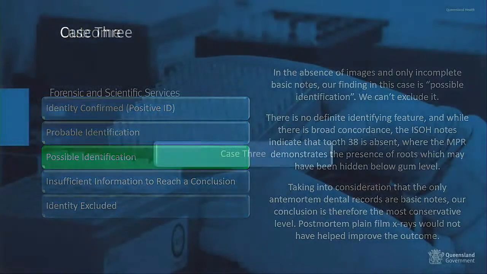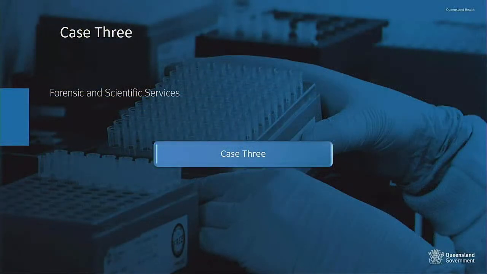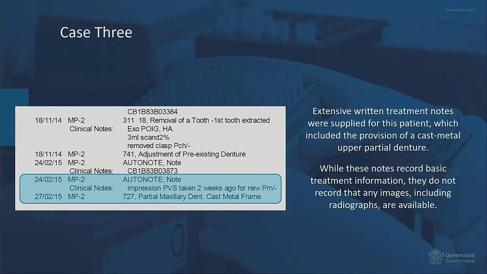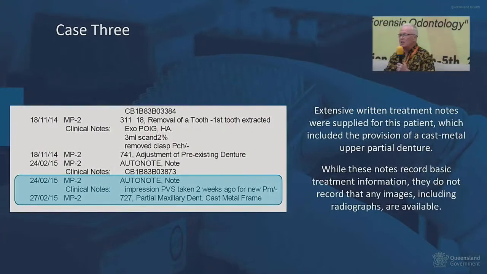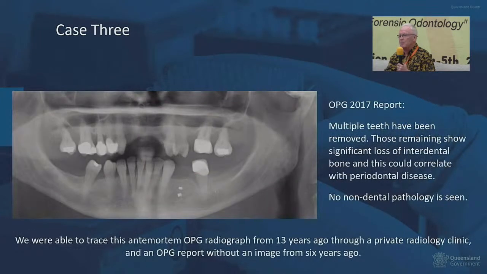Case 3 illustrates a different opportunity. In this case, we have extensive treatment notes for the patient, but once again, while these notes record basic information, they do not record that any images have been available. They do, however, mention that in the upper jaw there's going to be a cast metal denture. So now we have to become detectives, and we will comb medical radiology databases to see if we can find an image for this patient. And lo and behold, we were able to do that.